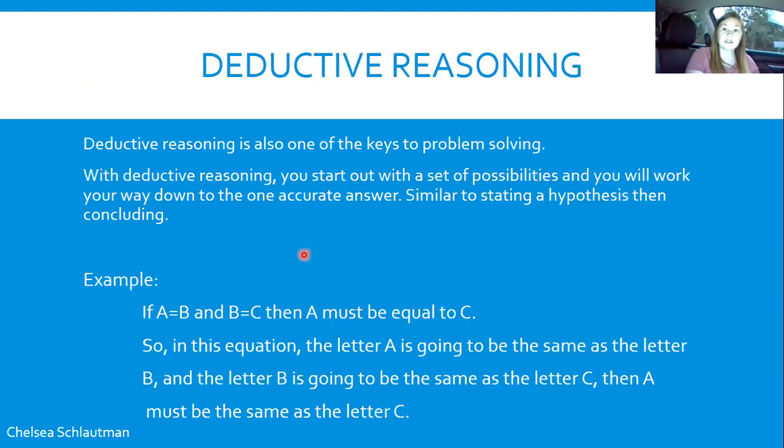And then we're going to look at deductive reasoning as well. It is also one of the keys to problem solving. With deductive reasoning, you start out with a set of possibilities and you work your way down to the one accurate answer. It's similar to stating a hypothesis and then concluding. An example of deductive reasoning is if A equals B and B equals C, then A must also be equal to C. So in this equation, the letter A is the same as the letter B, and the letter B is also the same as the letter C. So therefore, A and C must be the same.